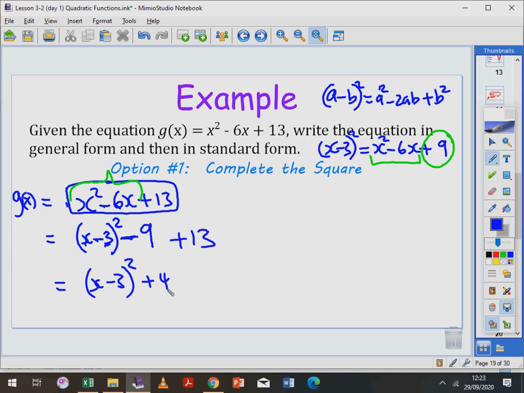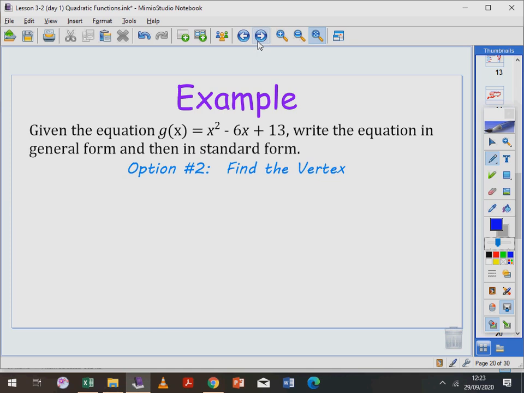Now I can see that it looks like a(x minus h) squared plus k, where the value of h is 3, and k is 4. The other option you can use is to find the vertex using the very first formula that we looked at, the very first approach, where you first find the axis of symmetry. And remember, the axis of symmetry is the value where x is equal to negative b over 2a, which I explained the reason for.